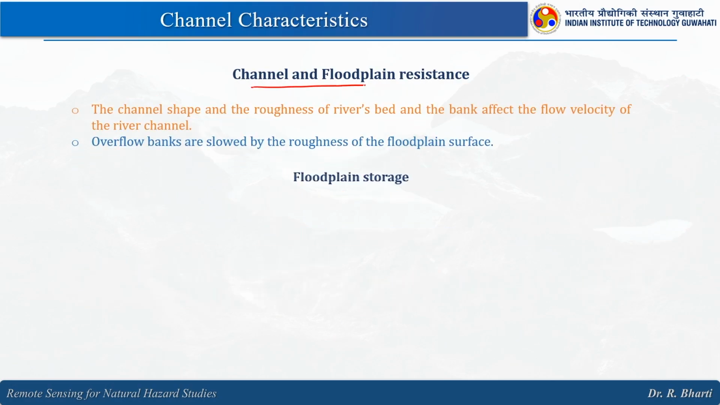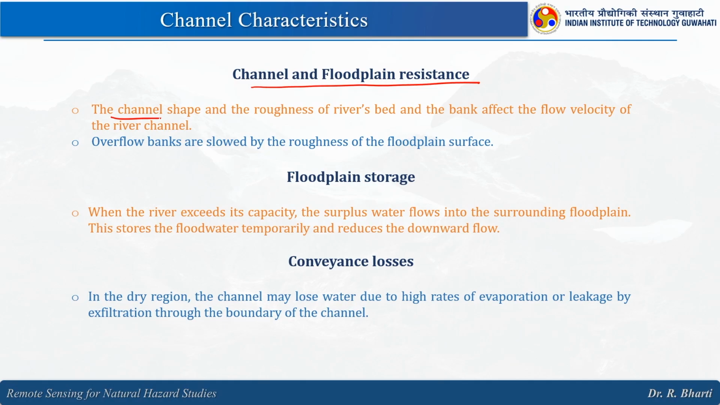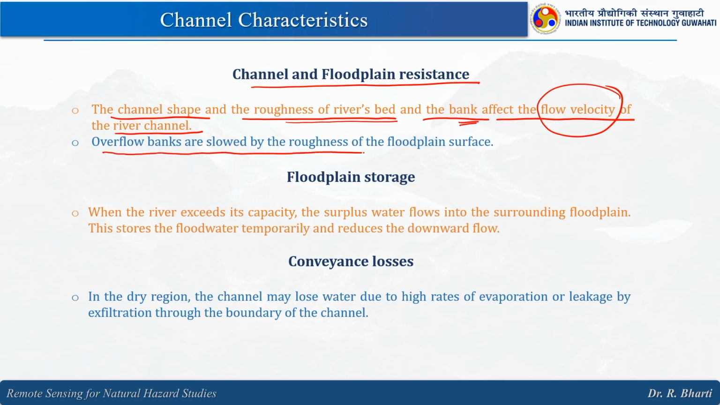Then comes the channel and floodplain resistance. The channel shape and the roughness of the river bed and the bank affect the flow velocity of the river channel. So, you can try to visualize this, what are the different channel shapes, what is the roughness of the river bed and the bank, right. So, that all controls the flow velocity. Overflow banks are slowed by the roughness of the floodplain surfaces. I will try to show you some examples in the form of images, so that you will be able to understand this channel and floodplain resistance.